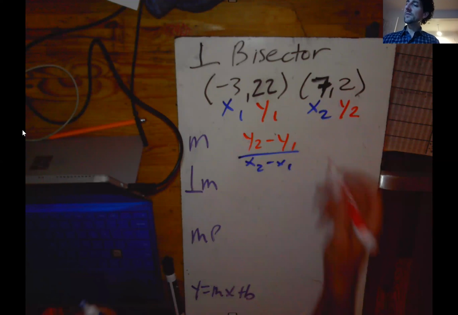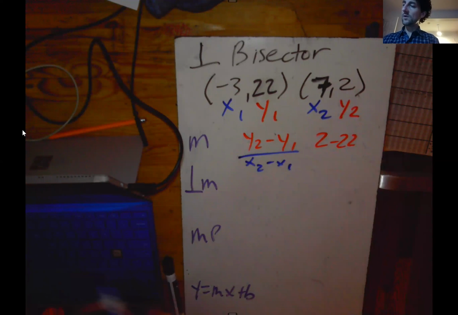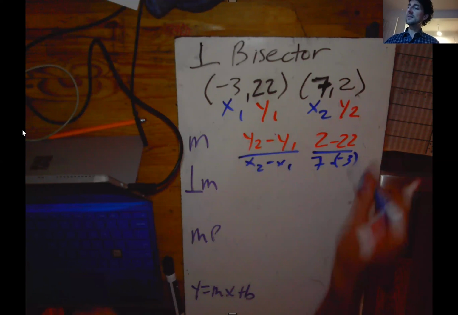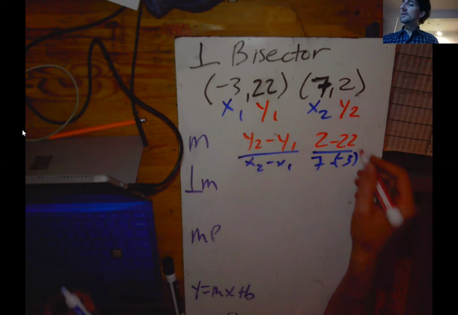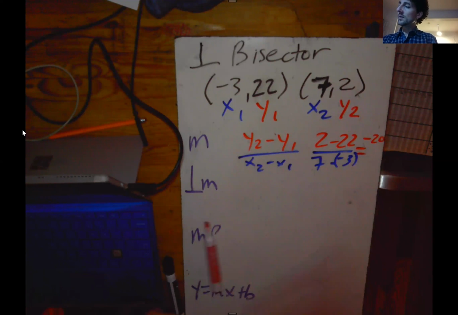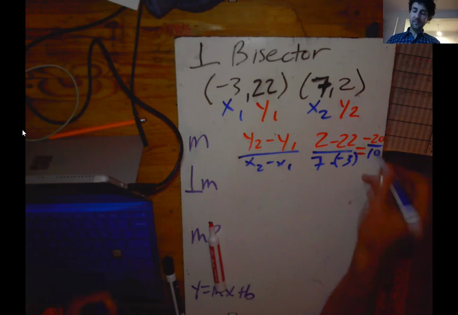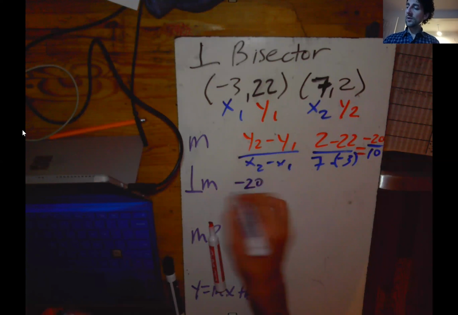and let's substitute. So you have 2 minus 22 over 7 minus -3. Make sure you have 2 minuses because one of them is subtraction and the other is the negative in -3. So 2 minus 22 is -20. And 7 minus -3, negative is the same as plus. 7 plus 3 is 10. So I have my slope of the line segment is -20 over 10.